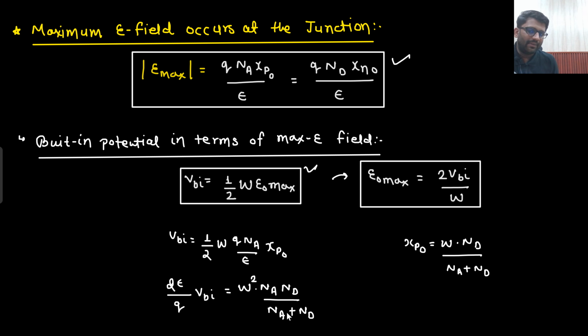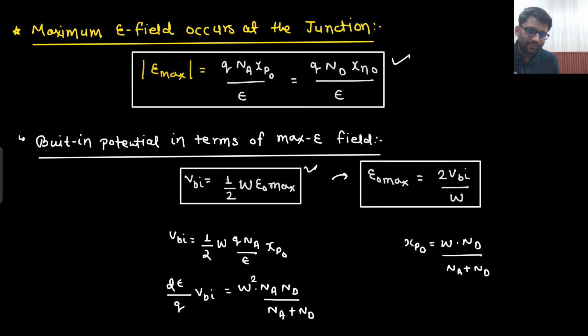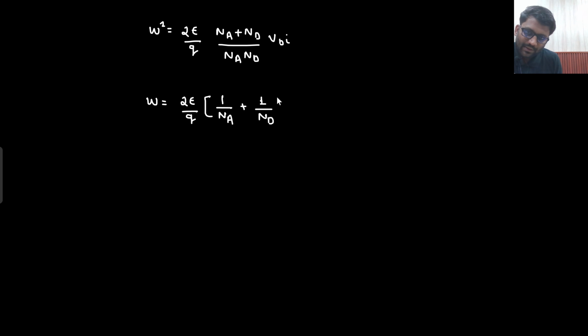Now this Na plus Nd divided by Na Nd goes this side. So what you are getting? W square equals 2 epsilon by q, Na plus Nd upon Na Nd, and v built in. This is what you are getting. So from here, what is the value of W you are getting? That is coming out to be 2 epsilon by q, 1 upon Na plus 1 upon Nd, v built in. So this is the formula that you need to remember.